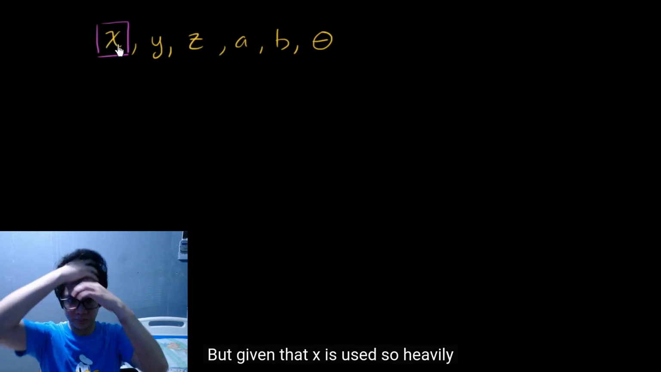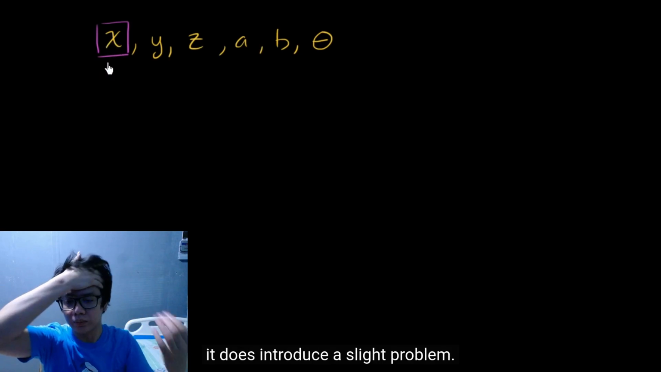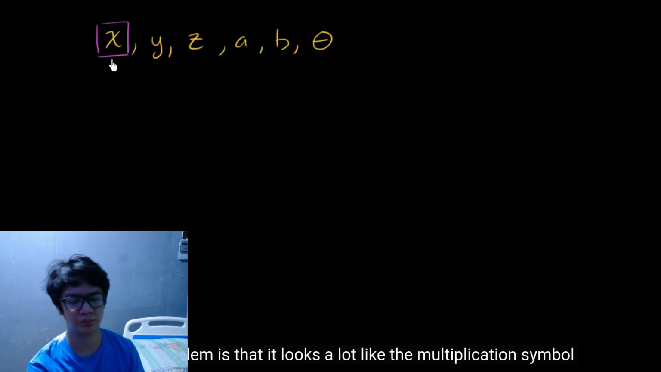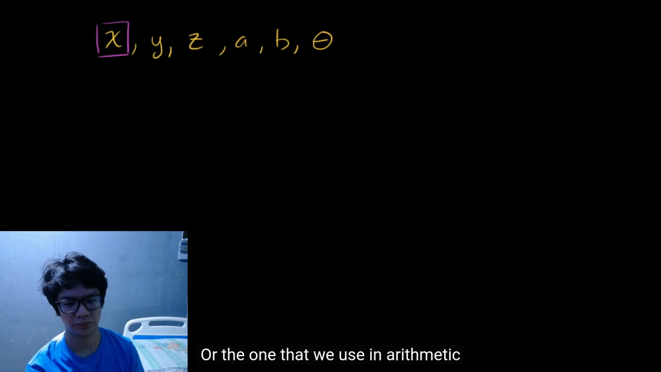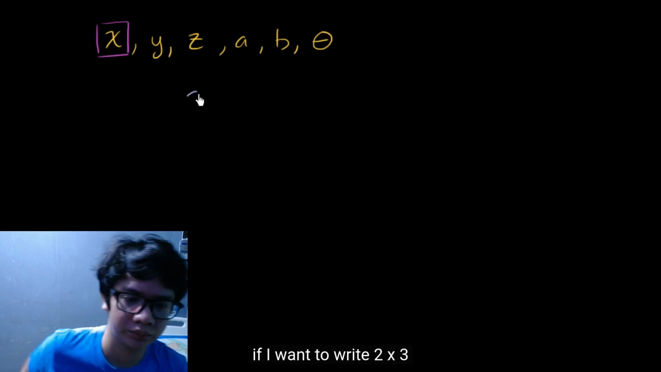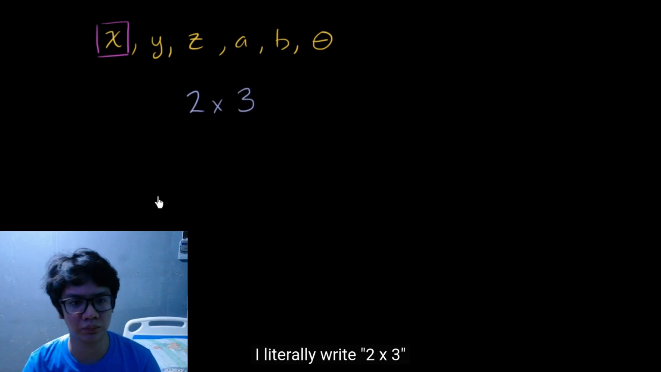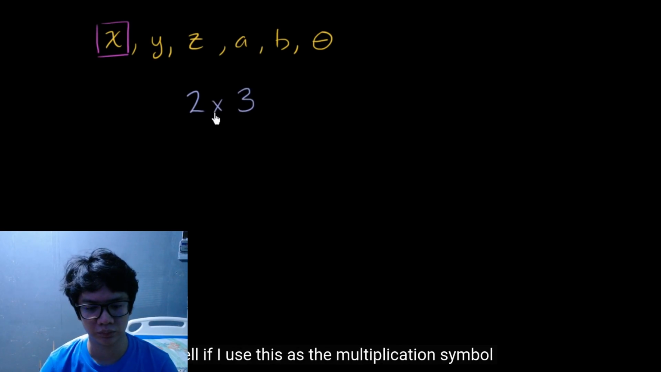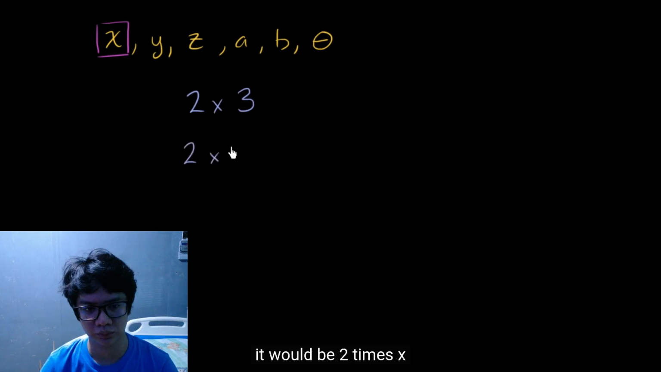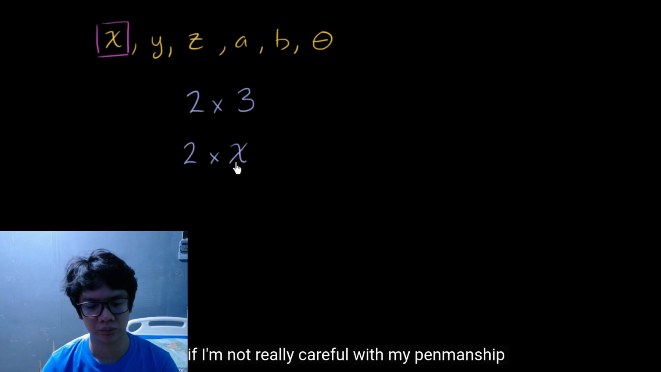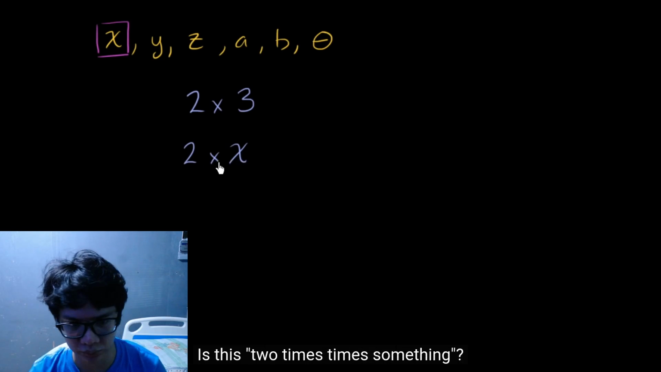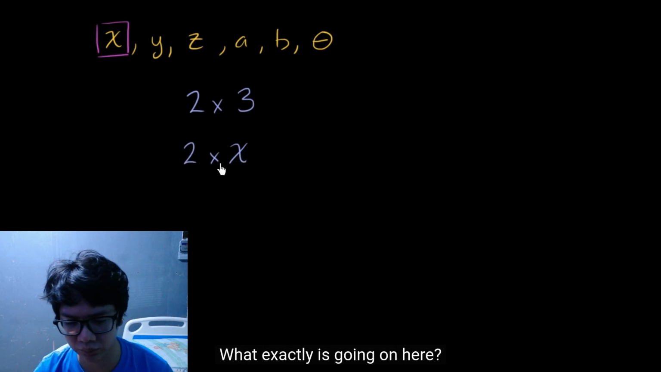But given that x is used so heavily, it does introduce a slight problem. It looks a lot like the multiplication symbol that we use in arithmetic. In arithmetic, if I want to write 2 times 3, I literally write 2 times 3. But now that we're starting to use variables, if I want to write 2 times x, and I use this as the multiplication symbol, the times symbol and the x look awfully similar. If I'm not really careful with my penmanship, it can get very confusing. Is this 2xx? Is this 2 times something? What exactly is going on here?